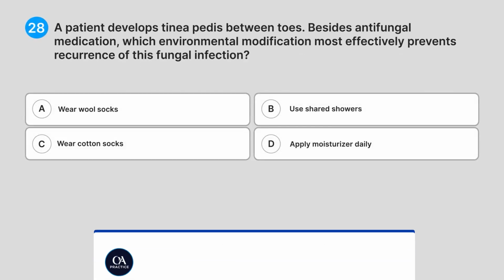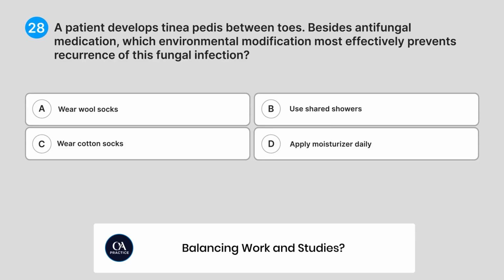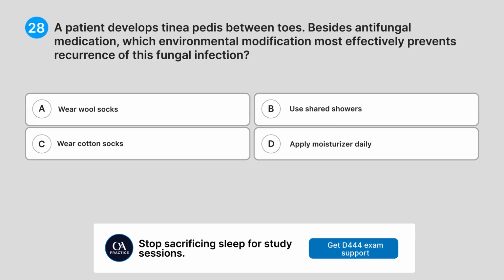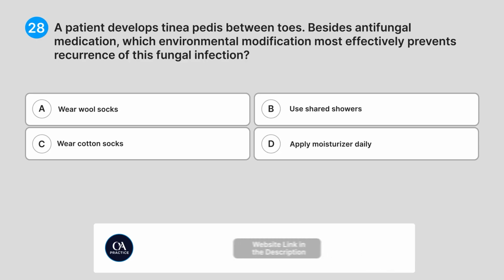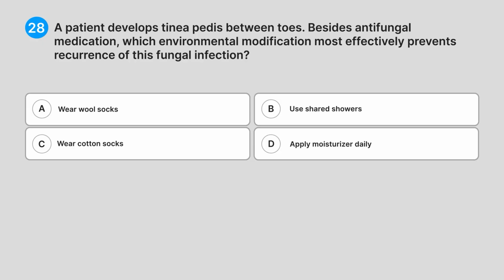28. A patient develops tinea pedis between toes. Besides antifungal medication, which environmental modification most effectively prevents recurrence of this fungal infection? A. Wear wool socks. B. Use shared showers. C. Wear cotton socks. D. Apply moisturizer daily.